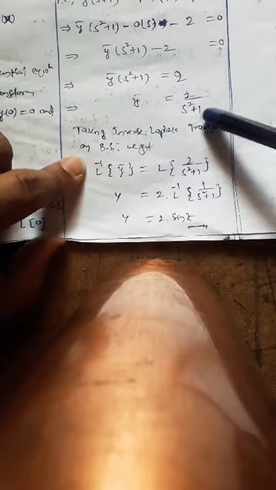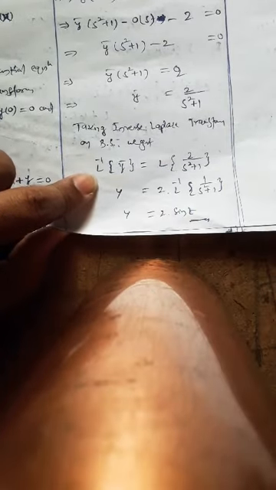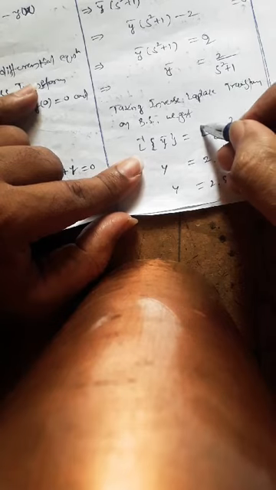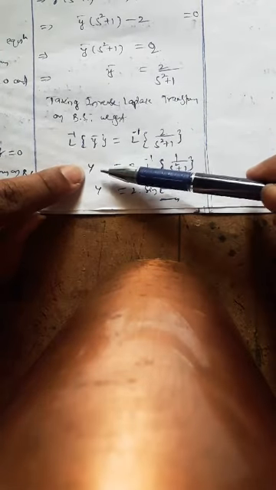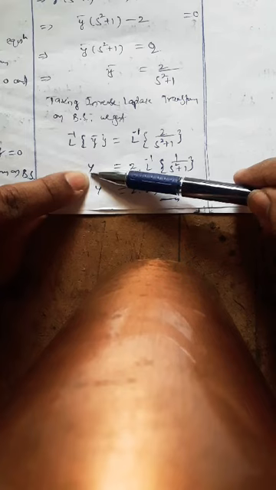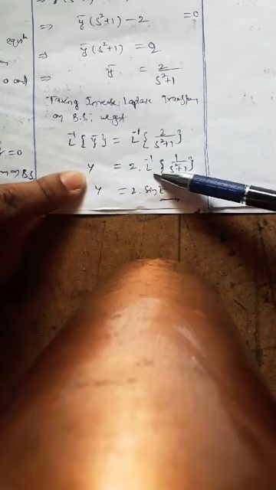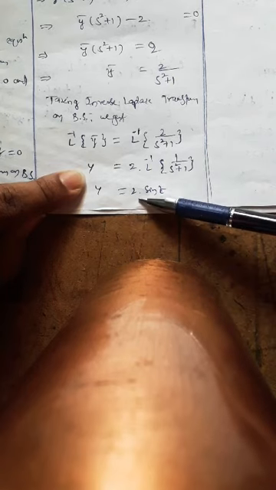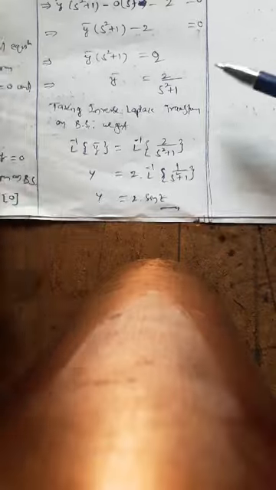Now taking inverse Laplace transform on both sides, L inverse of y bar equals L inverse of 2 by s square plus 1. Here we assume that we can write capital Y is equal to 2, taking it outside, L inverse of 1 by s square plus 1. This is in the form of L inverse of a by s square plus a square, which is sine at, and in place of a we have 1. So capital Y is equal to 2 sine t. In this way we have to solve the problem.